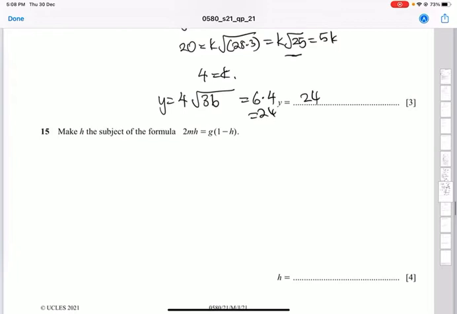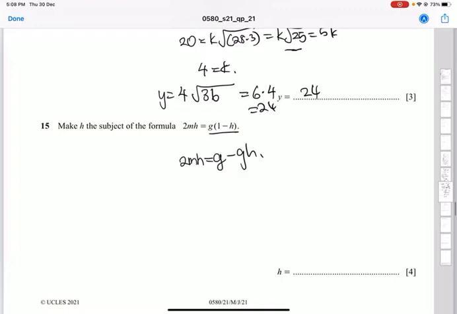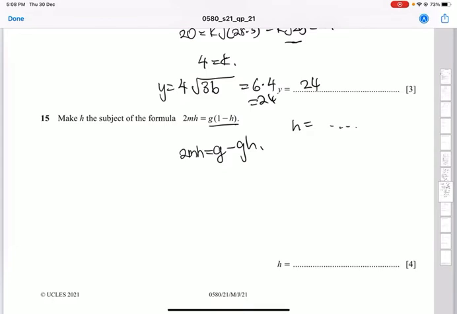So question 15 here, make h the subject of the formula 2mh equals g times 1 minus h. So let's start by expanding this side first. g times 1 is g, minus g times h, so gh. Now you need to make h the subject, so you need to make h equals blah blah blah. So to do this, you rearrange here first. You can notice that both sides here have a factor h, so you can actually remove it by factorizing.